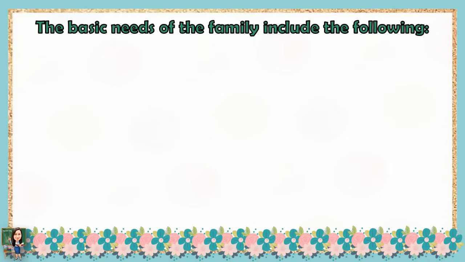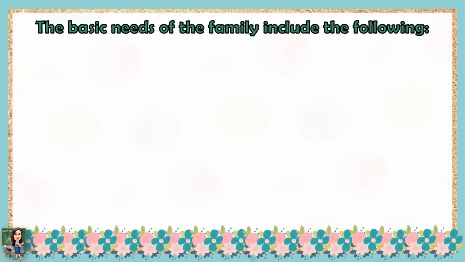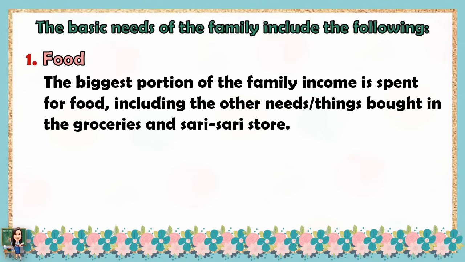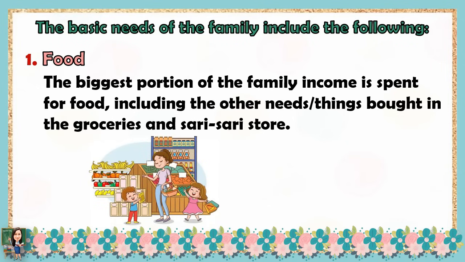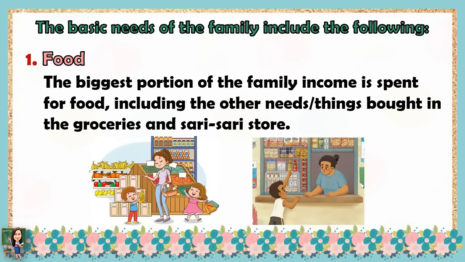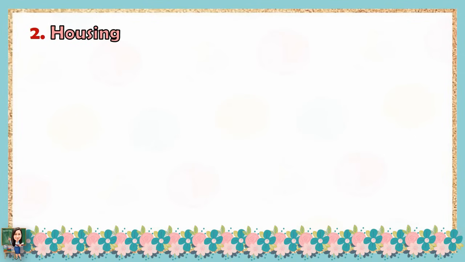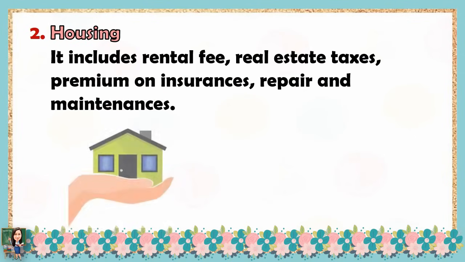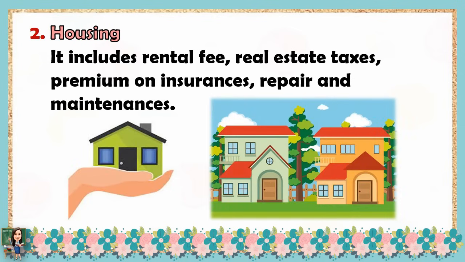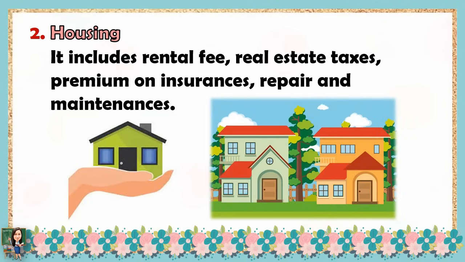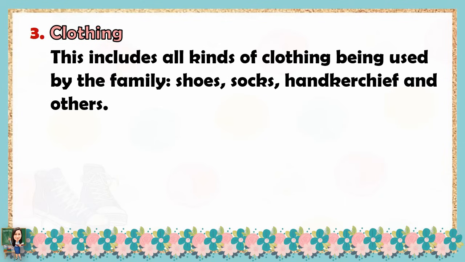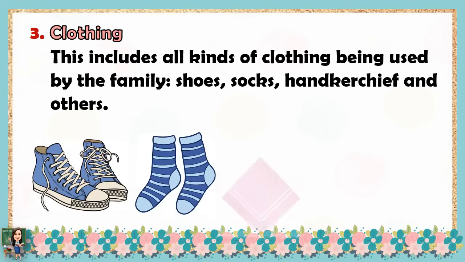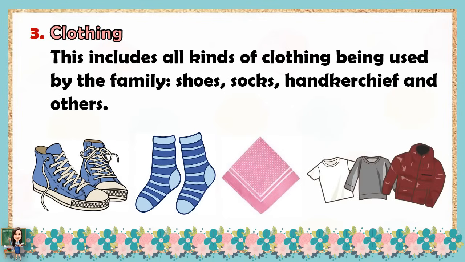The basic needs of the family include the following. Number 1, food. The biggest portion of the family income is spent for food, including the other needs or things bought in the groceries and sari-sari store. Number 2, housing. It includes rental fee, real estate taxes, premium on insurance, repair and maintenance. Number 3, clothing. This includes all kinds of clothing being used by the family, like shoes, socks, handkerchief, and others.